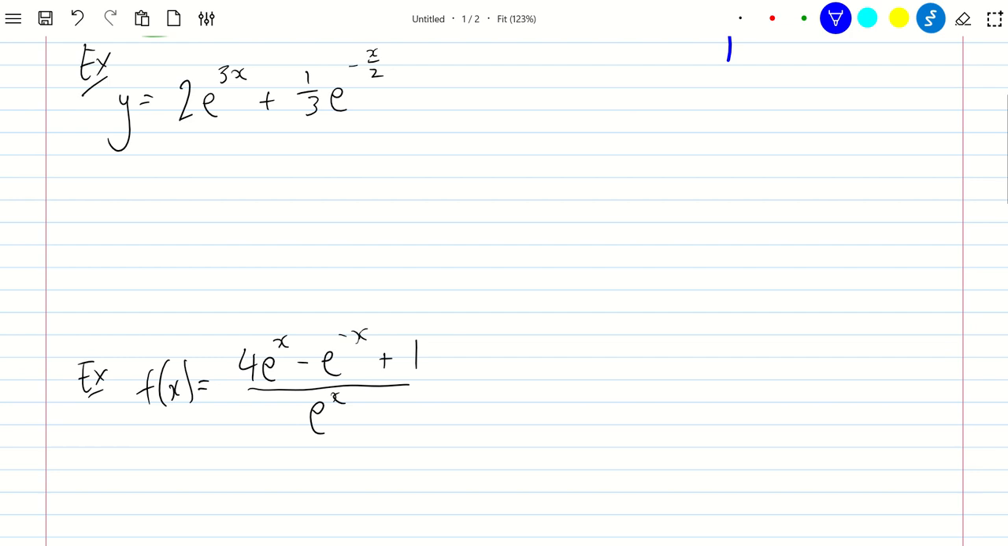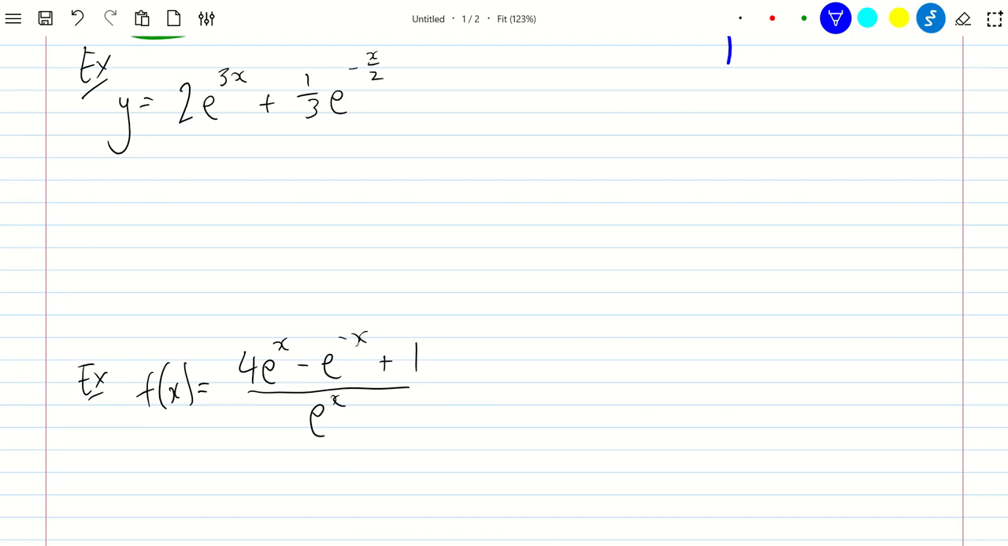Okay, so let's have a look at this. y is equal to 2e to the 3x plus 1/3 e to the negative x over 2. Okay, so let's go straight into the derivative. So dy dx equals, right.